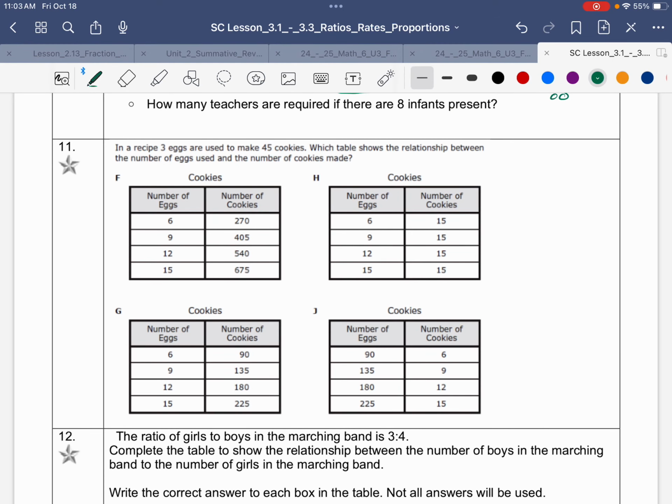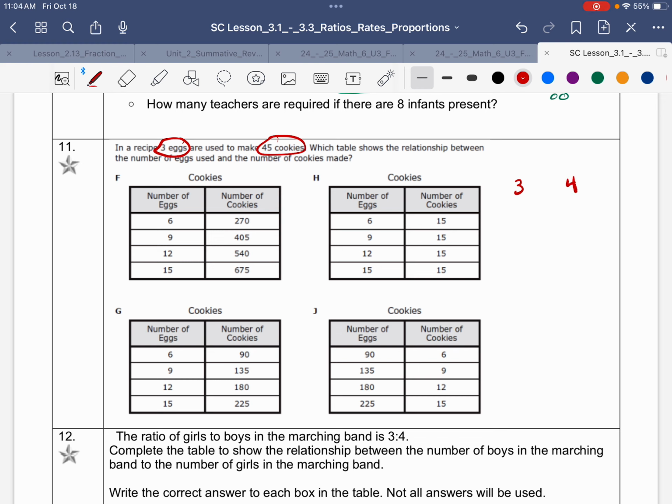Okay, we're gonna finish these up real quick. So number 11, we have in a recipe, 3 eggs are used to make 45 cookies. So remember our key, find your key ratios that you're gonna start with. And then it says which table shows the relationship between the number of eggs. So we know we're gonna be working in table form, so we can kind of set up our ratio.